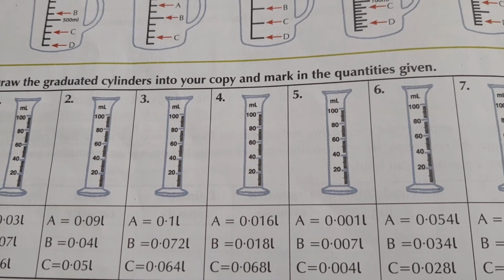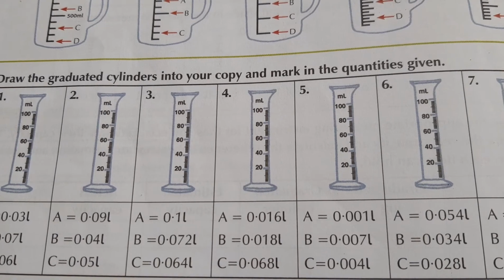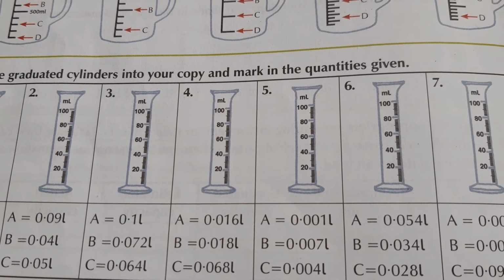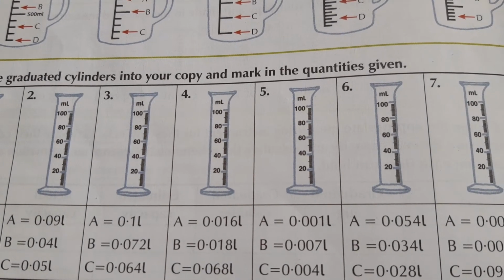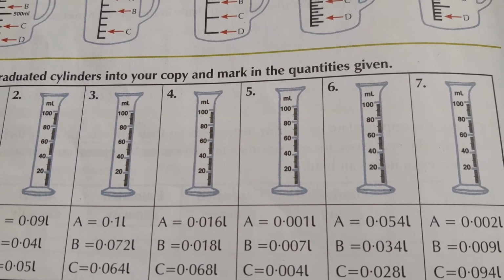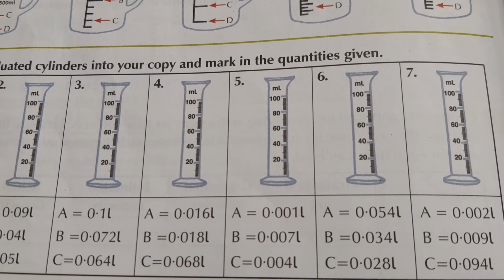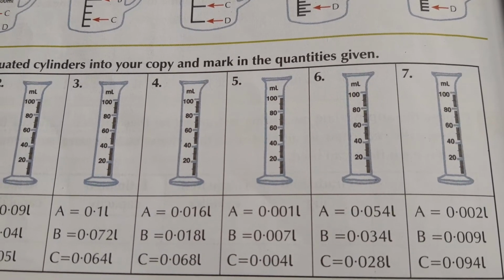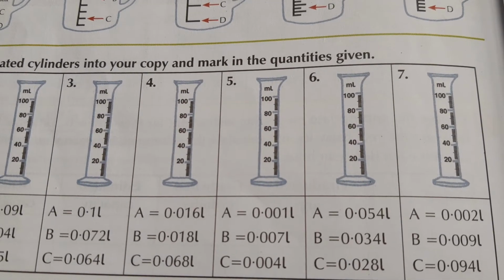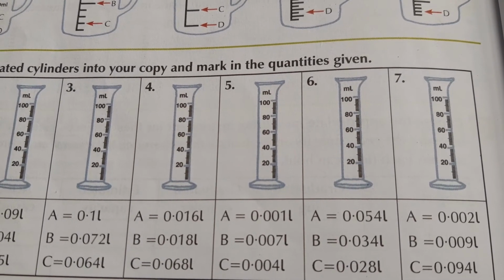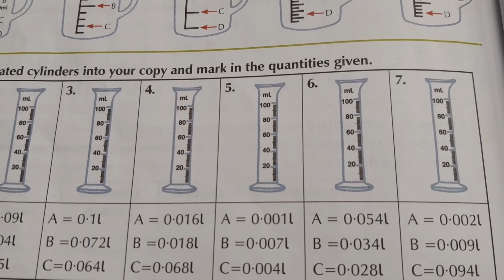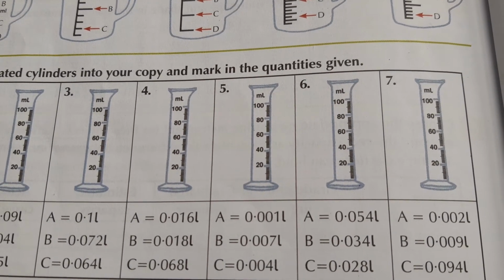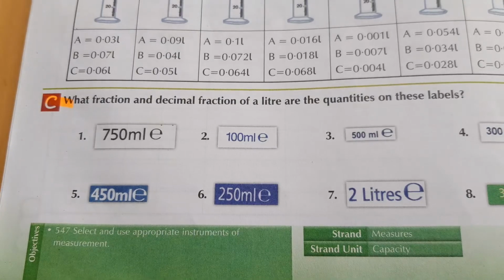Number 3, A, 100 mils, B, 72 mils, and C, 64 mils. Number 4, A, 16 mils, B, 18 mils, C, 68 mils. Number 5, A is 1 milliliter, B is 7 milliliters, and C is 4 milliliters. Number 6, A is 54 milliliters, B is 34 milliliters, and C is 28 milliliters. And 7, A is 2 milliliters, B is 9 milliliters, and C is 94 milliliters.